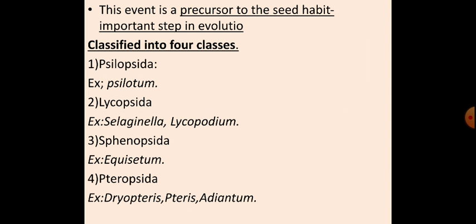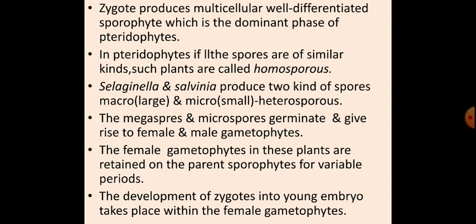Where the zygote develops: the male gamete from the antheridium will travel in water currents and reach the female gamete in the archegonium. Fusion of male and female gamete leads to the development of the zygote. Where is the zygote produced? The zygote is produced in the female plant body, that is, the female gametophyte.